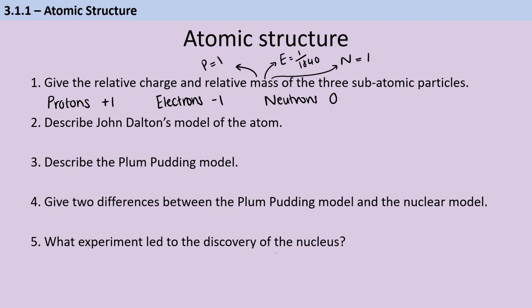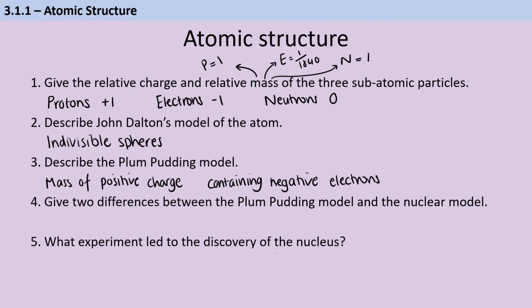John Dalton's model was that billiard ball model where he described atoms as being hard, indivisible spheres. And then J.J. Thomson developed the plum pudding model after he discovered the electron. So we've got this mass of positive charge with these negative electrons contained within it. So it looks a bit like a plum pudding or a Christmas pudding.